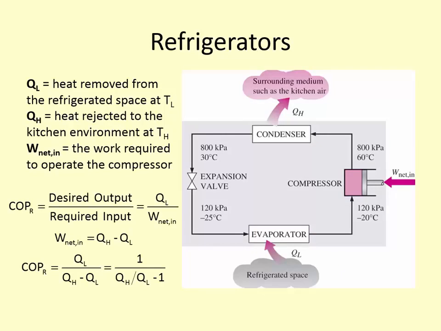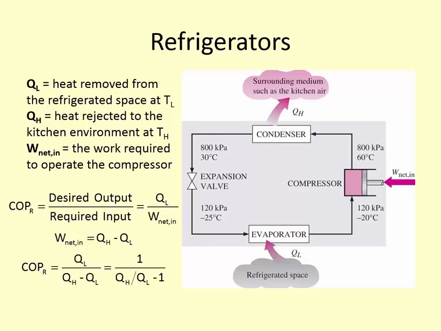So with a refrigerator, we usually have an evaporator, condenser, compressor, and an expansion valve, which is a constant enthalpy device. So heat is removed from the refrigerated space. We call that Q sub L, and the temperature that we're desiring to maintain in the fridge is T sub L. And then Q sub H is the amount of heat that's rejected to the kitchen environment at T sub H, whatever the temperature is of the space, usually in the back or the top of the refrigerator. And then the work net in is just the amount of work that's required to operate the compressor.